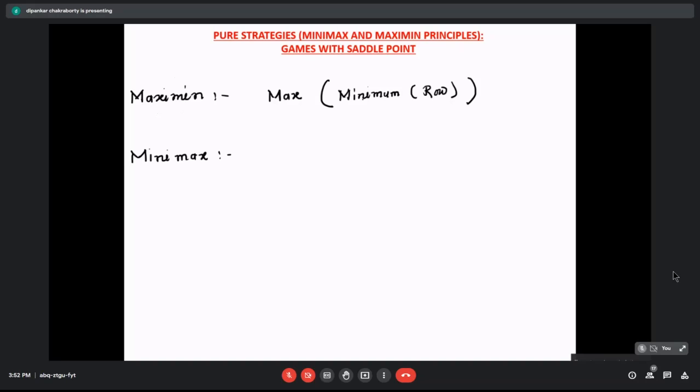By doing this, what is A assuring? A is assuring that whatever strategy B plays, no issue on that, he is going to get at least this much amount. Clear to you? Is it clear to you?